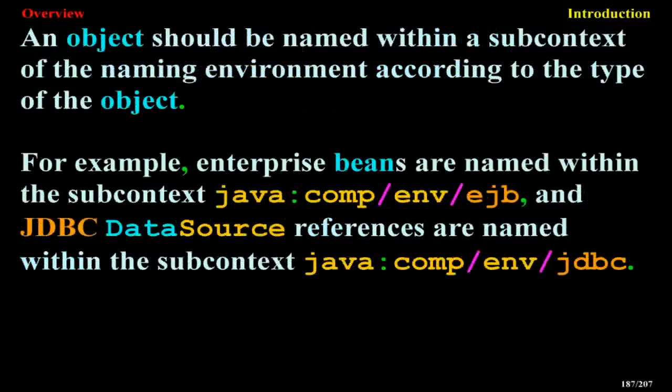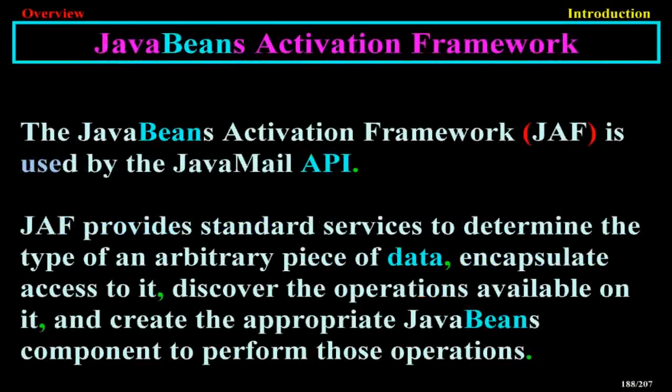An object should be named within a subcontext of the naming environment according to the type of the object. For example, enterprise beans are named within the subcontext java:comp/env/ejb, and JDBC data source references are named within the subcontext java:comp/env/jdbc.